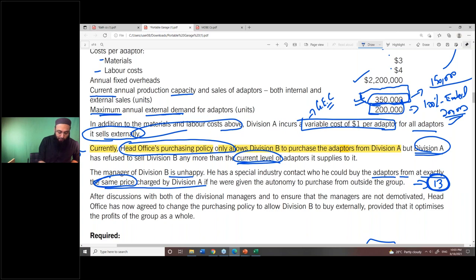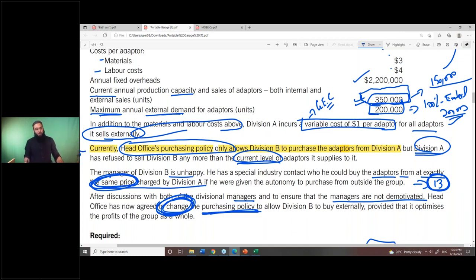Don't ask me later on how 13. See, same price. After discussion with both divisional managers, and to ensure managers are not demotivated, head office has now agreed to change the purchasing policy to allow B to buy externally, provided it optimizes the group profits as a whole.